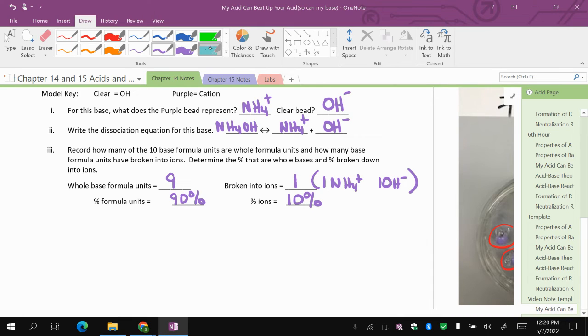And I do want to point out here, this was a double arrow for this dissociation equation, which should mean something to you from our discussion yesterday, and it should mean something to you from chapter 17 and 18. That is reversible.